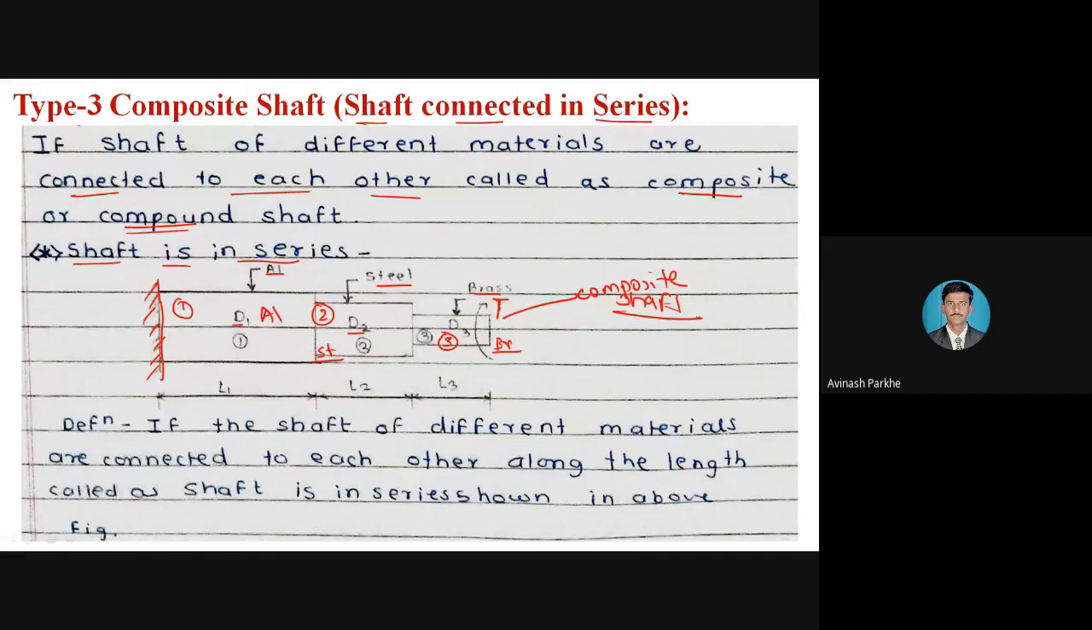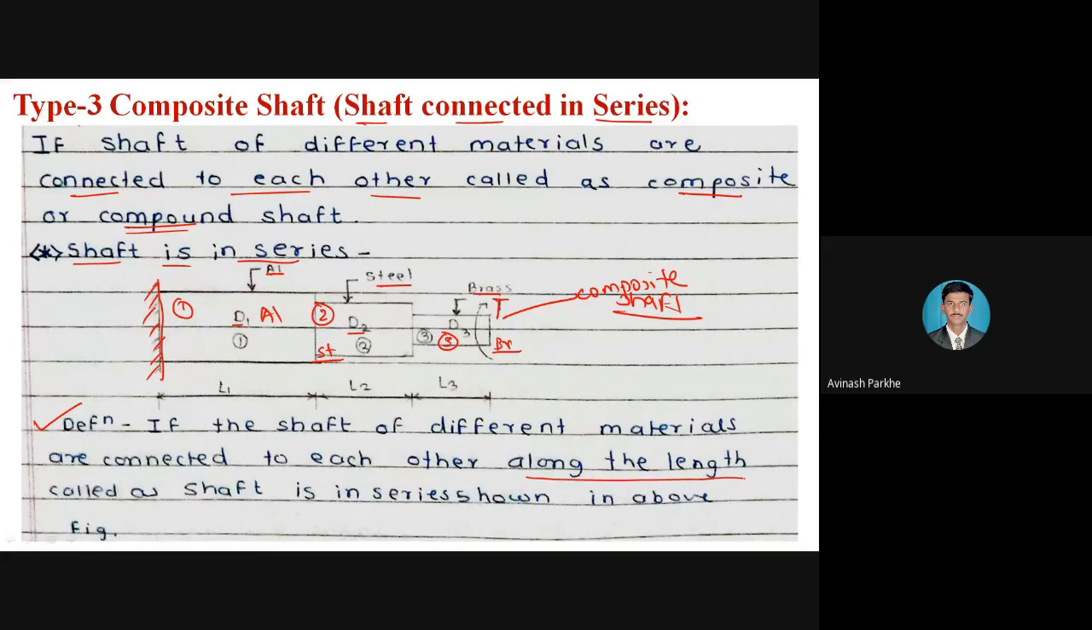But when can we say that the shafts are connected in series? Here I have written the definition of shafts connected in series: if shafts of different materials are connected to each other along the length. This word is very important.